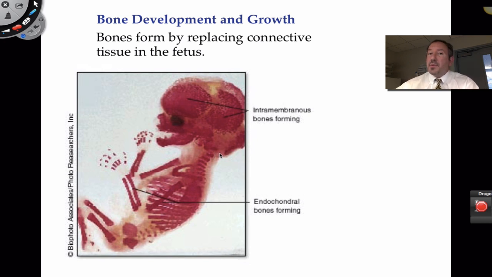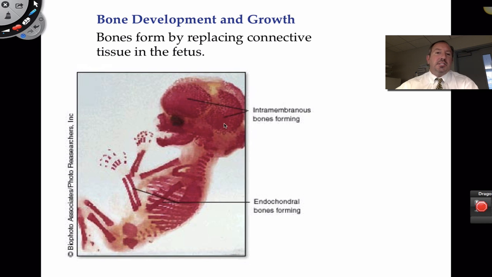So let's talk a little bit about development. I don't know if you knew this, maybe you did, that we all started off as a fetus. We started off as an embryo and then a fetus. And as it turns out, we started off with a lot of connective tissue, principally cartilage. And then that cartilage gets replaced by bone. And so bones form by replacing connective tissue in the fetus.